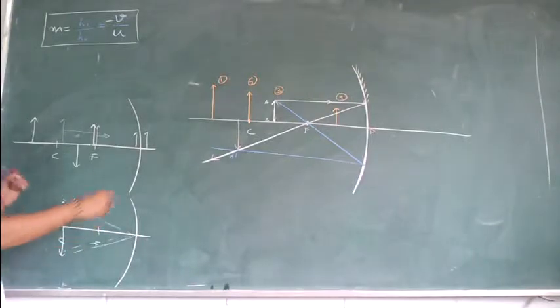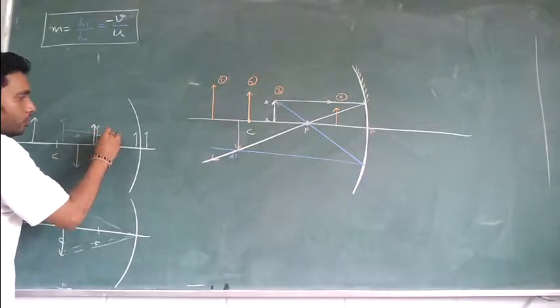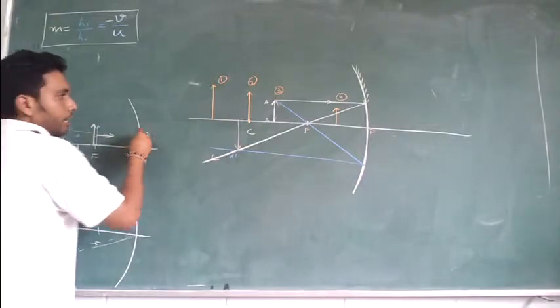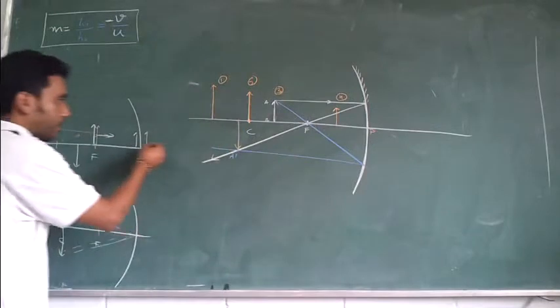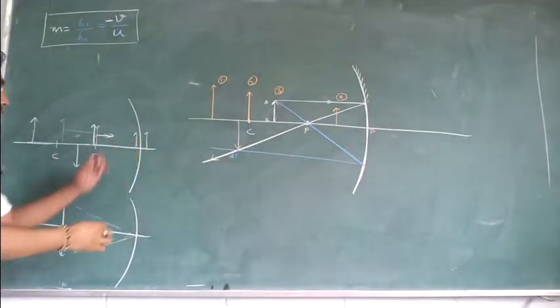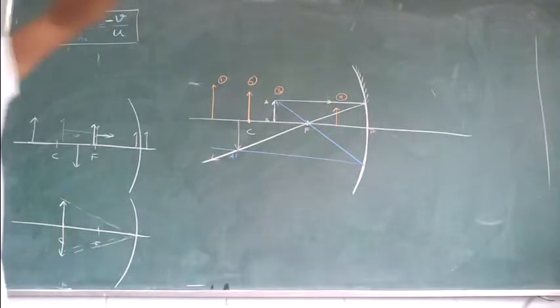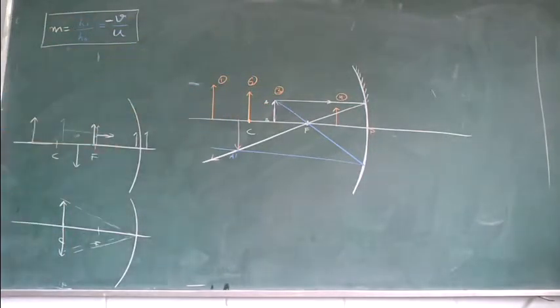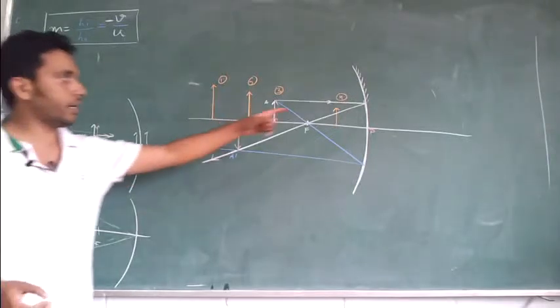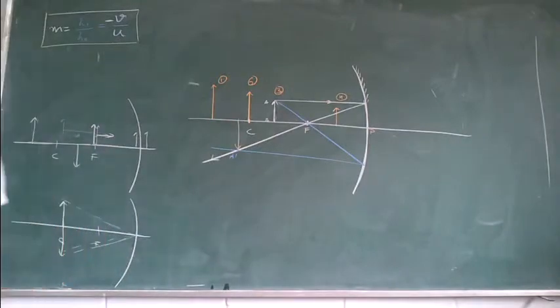So what happens when the object goes from here to the pole? The image comes from this infinity back to this. The image has travelled all the way from here, went back to there and come like this. Is it clear? Is it clear? Now I'll complete that ray diagram; the others you'll have to make yourself.